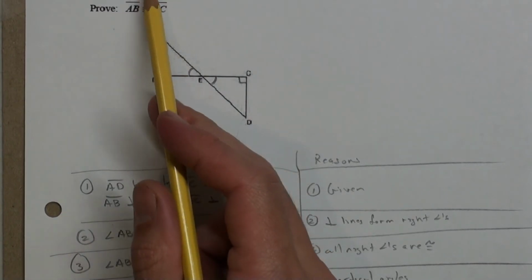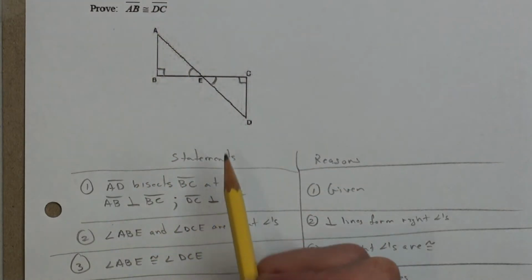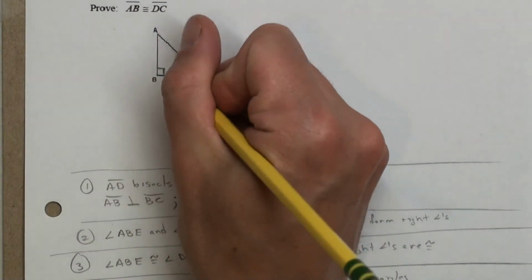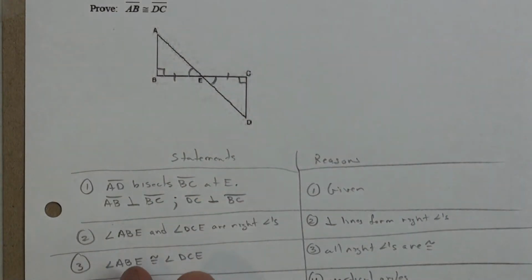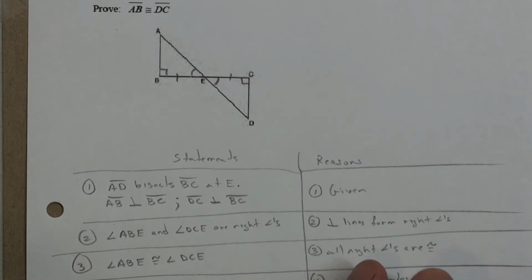And I can say that, see here, AD bisects BC at E. So I know that BE is congruent to CE, and I can say that because of the definition of a bisector.